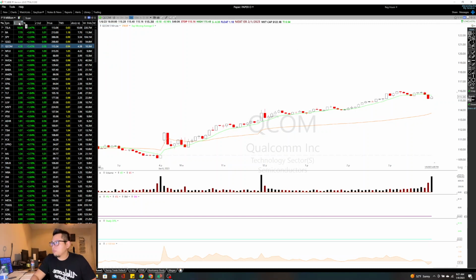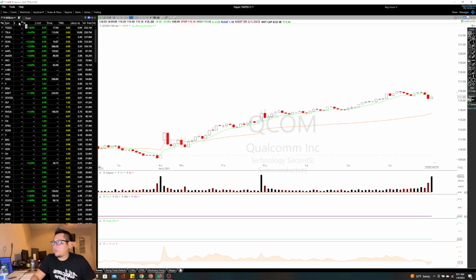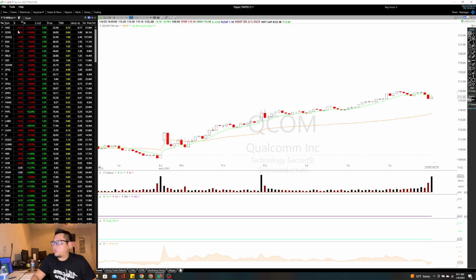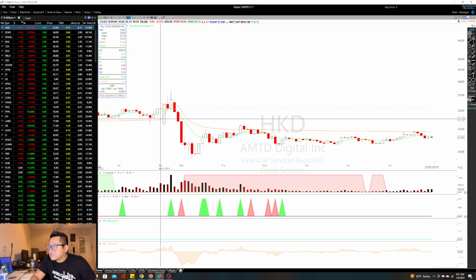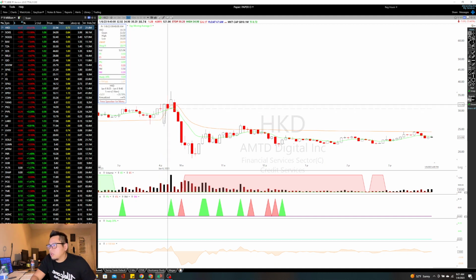Let's look at stocks that aren't moving so well that day. And I'm sorting it just now by low to high, essentially anything that moves in a different direction. HKD. So you can kind of see here, yesterday it closed at a tight candle. Today it moved up.